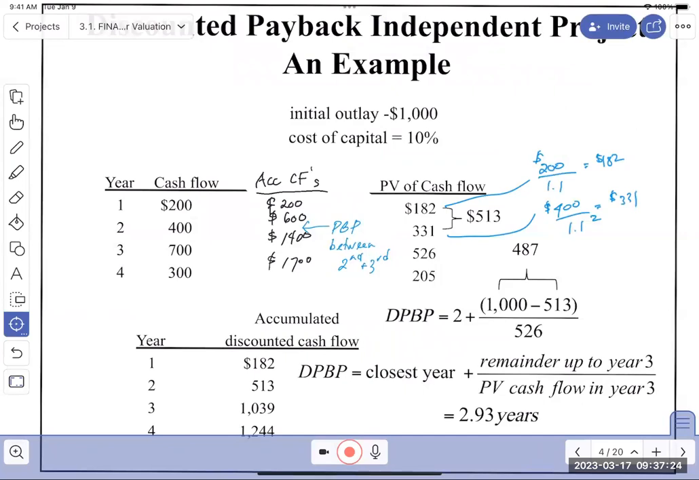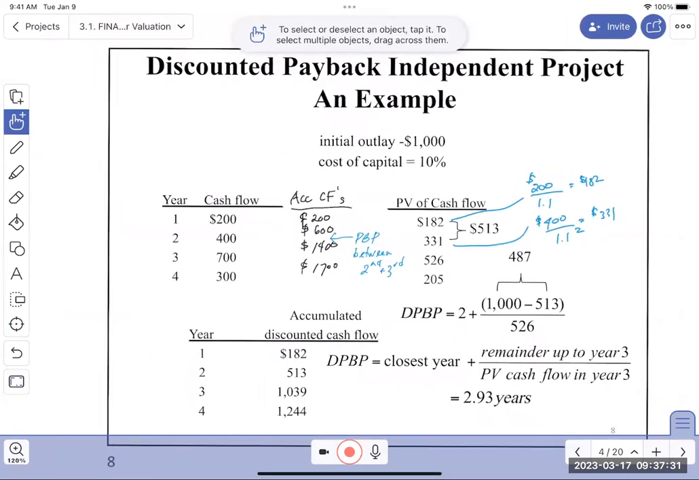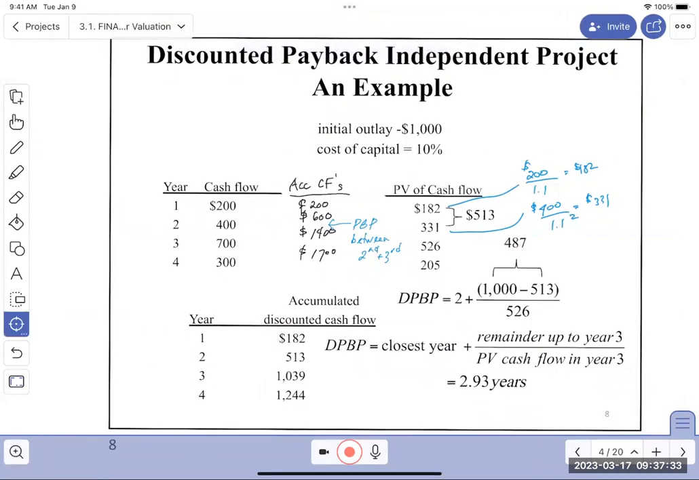So what I should do then is do what I did here, add up as I go along. I will take 182 as my first year of discounted cash flows. In the second year, I want to accumulate 182 with the 331 and I get 513. And then I want to take 513 and add 526, and that will be the third year.